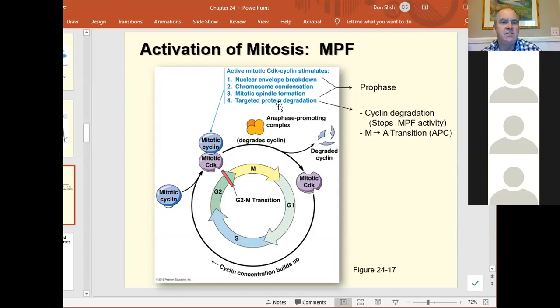And it also activates some targeted protein degradation. Among one of the things it targets to degrade is its own cyclin. So it degrades cyclin B in the process of activating mitosis, and then that allows the cell to get out of mitosis in the end. And it's also going to help with the M to A transition that we'll talk about later. But targeted ubiquitination is going to be activated by MPF as well, and that will be involved in this M to A transition, metaphase to anaphase.